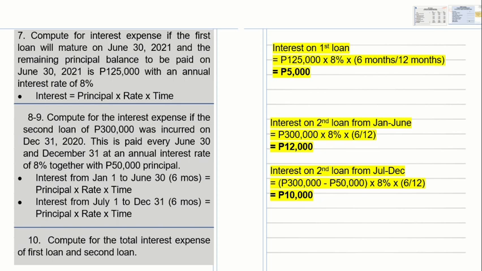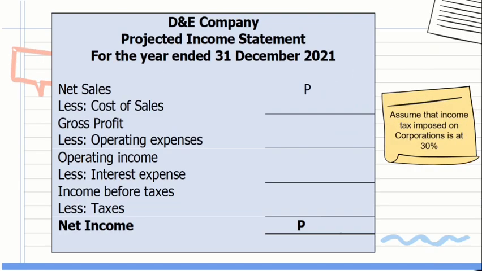Then, mag-multiply ta og 8% na interest rate. Then, ang remaining months of the year, which is 6 months. So, we have interest on our second loan from July to December, we have 10,000. So, ang atong total interest expense is i-add running item 7, 8, and 9. So, 5 plus 12 plus 10, we have 27,000 total interest expense.